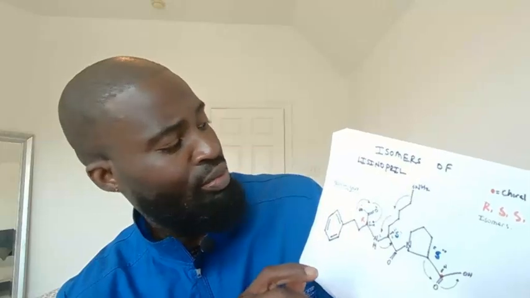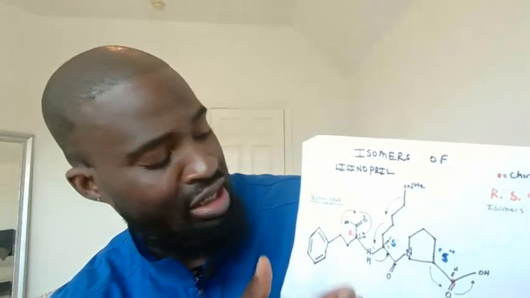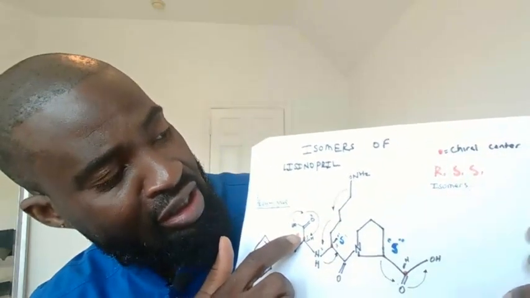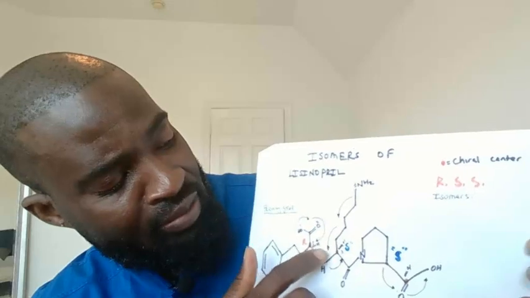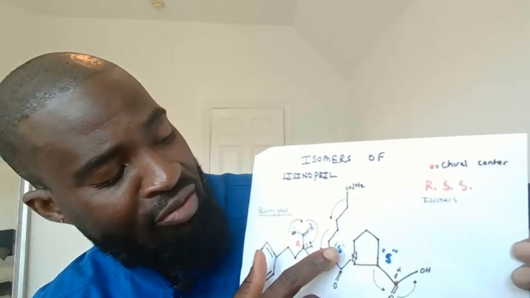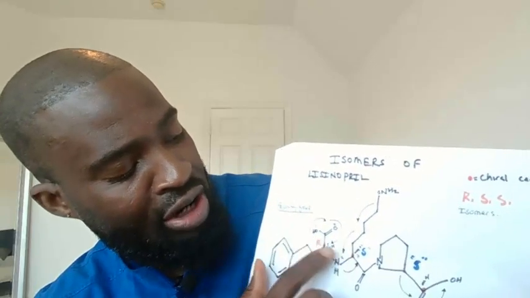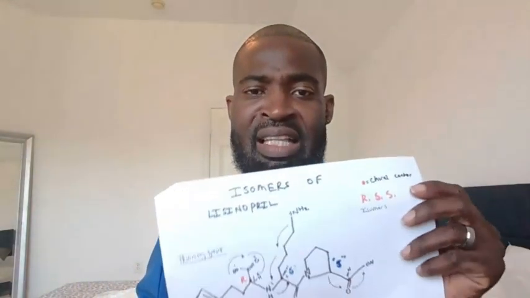So for the chiral centers of lisinopril, we have many priority groups, which I've labeled here. We have the OH, which is right here. On this side of the molecule, we have the R isomer, and on this other side, we have the S. We have two S's here. So we have the first one here, which is the R and SS. So this drug again, it pretty much has a cis and a trans isomer.